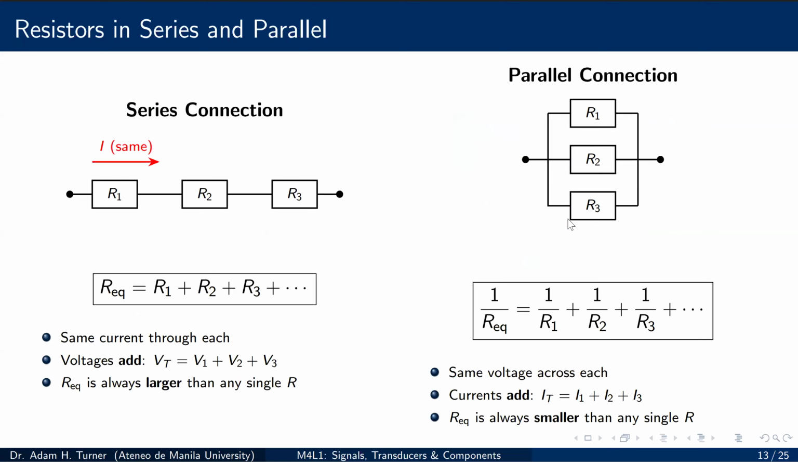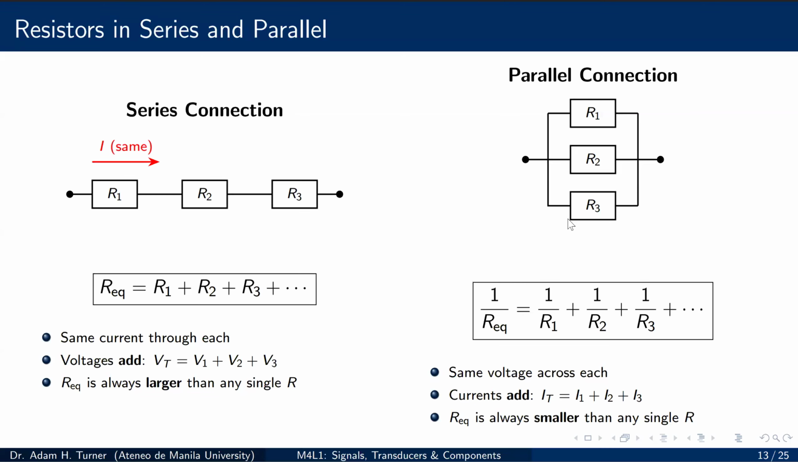So resistors can be in series or parallel. In series, the same current flows through each one, and the total resistance is simply the sum. So Req equals R1 plus R2 plus R3 plus R4 plus R5 and so on. The total is always larger than any individual resistor, and voltages add up across the chain.